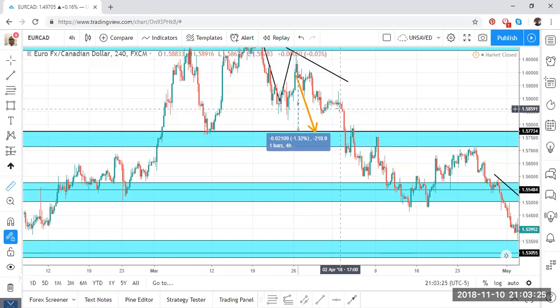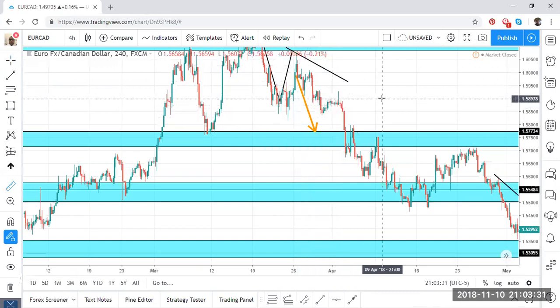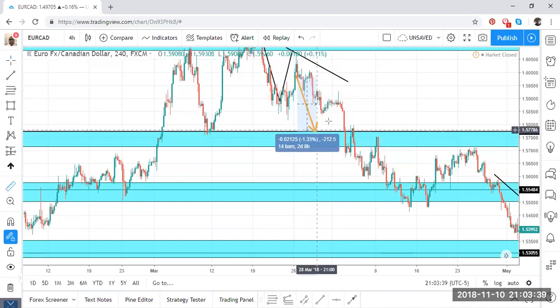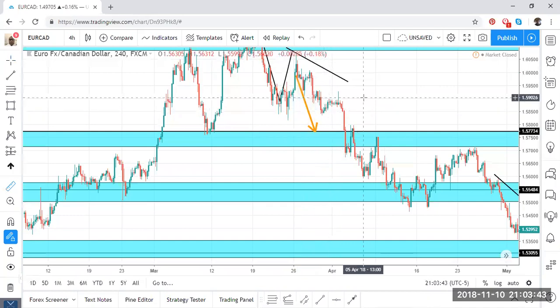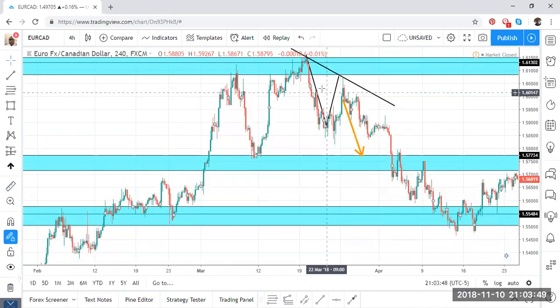210 pips. No stress. My Lord. No stress. How long did it take? I didn't look to see how long it took. But 2 days, 8 hours for 210 pips. Easy money. Easy. Yeah. So that's the double top there.